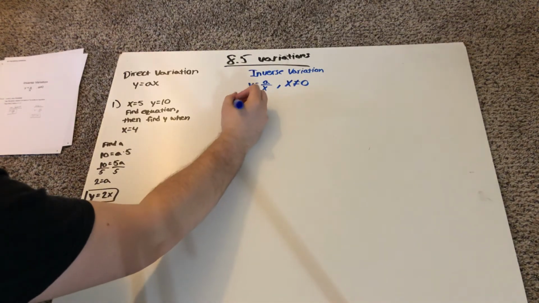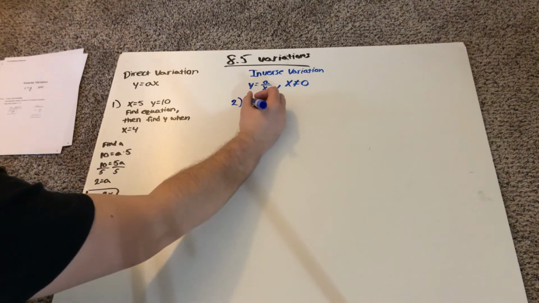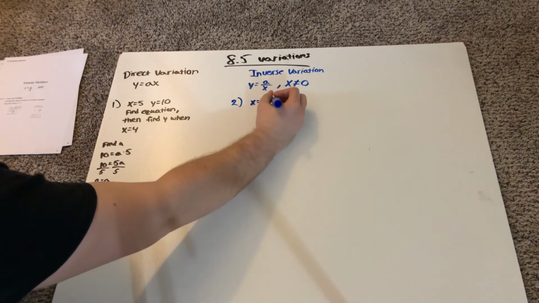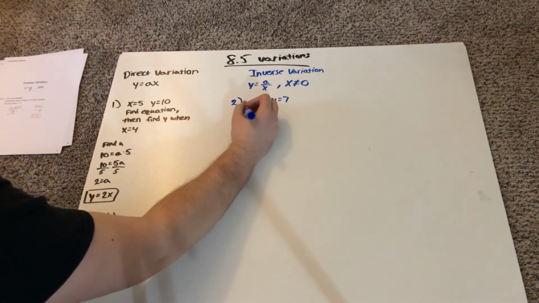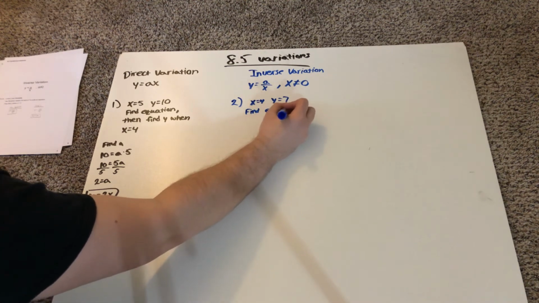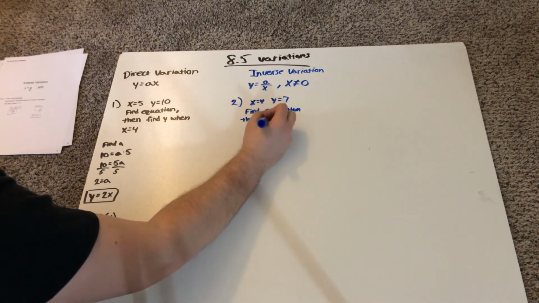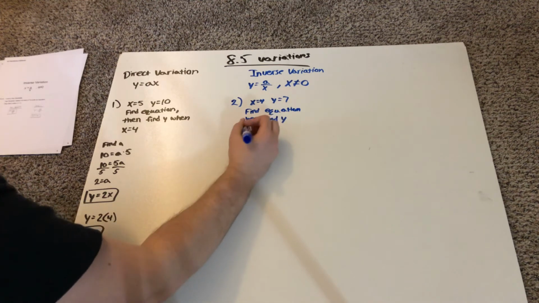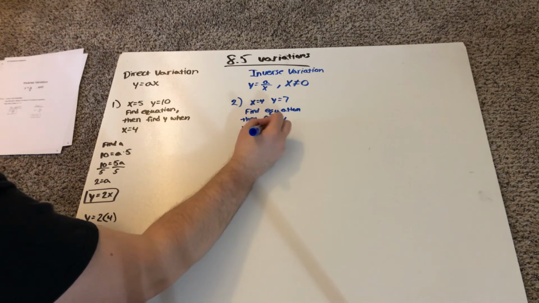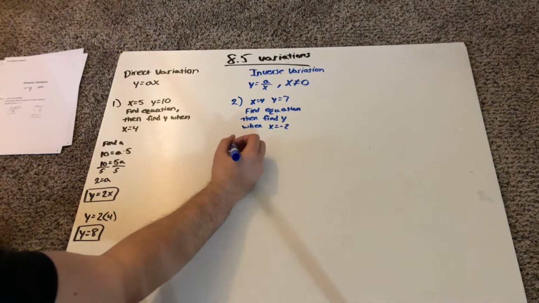So for example number 2, I have x and y vary inversely. X is equal to 4, y is equal to 7. Same thing as last time, we have to find the equation, and then find y when x is equal to negative 2. So first, finding a.